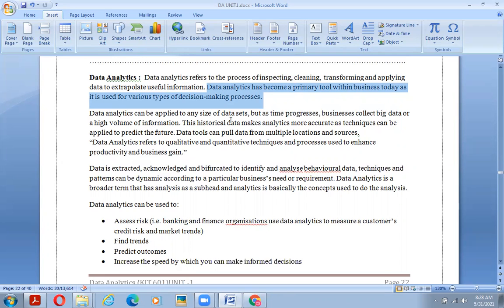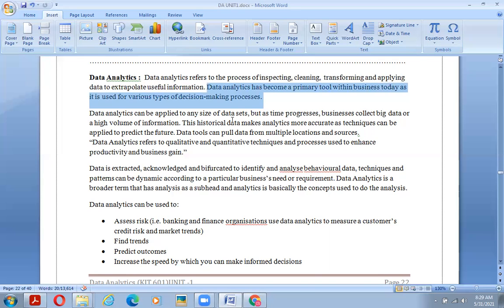So data analytics is a part of increasing the productivity of the business within the existing data structure and data set that they have. For this, we try to extract the data. The data is extracted, acknowledged, and bifurcated to identify and align the data, and techniques and patterns can be applied as per particular business needs or requirements.